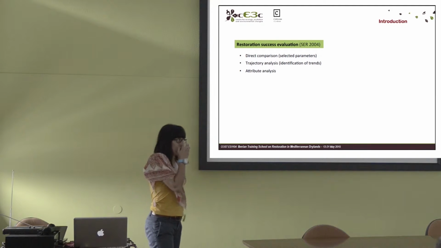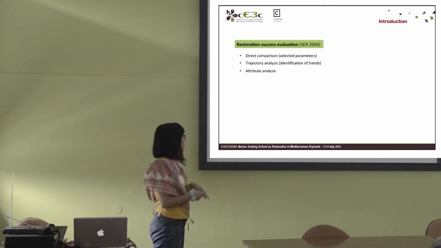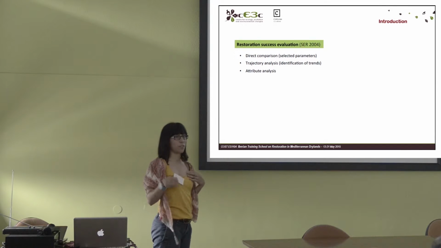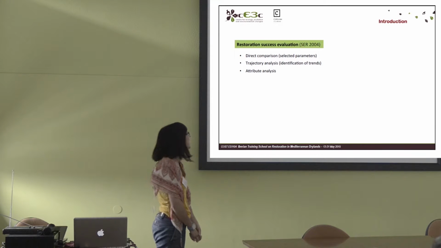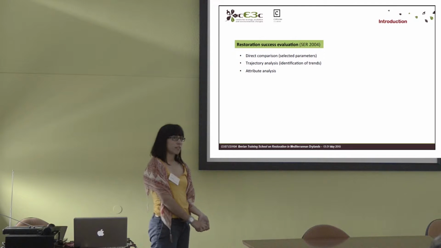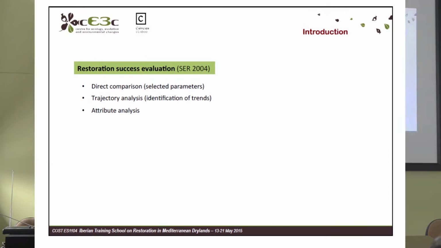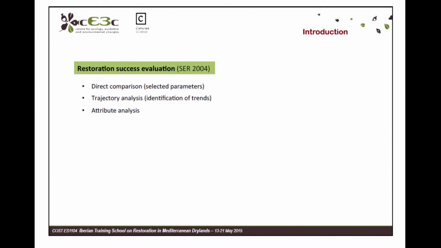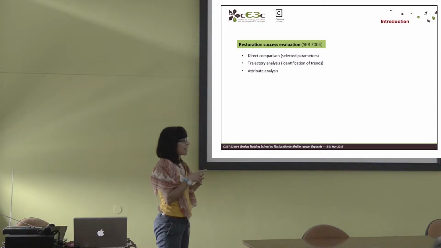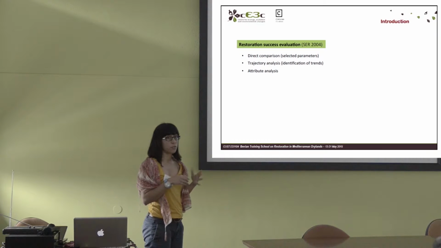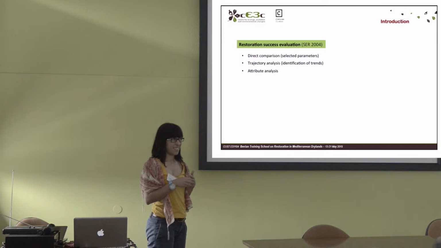So according to the SER primer, that is used for definitions in restoration, as you all know, they talk about success evaluation in these three types of evaluation. The first one is by direct comparison, where you select several parameters and you compare them in the site that is being restored and the reference site. But the problem with this technique is that the chosen parameters should be standardized.